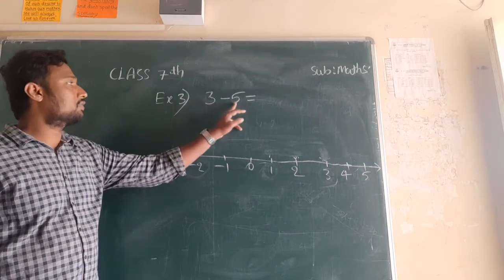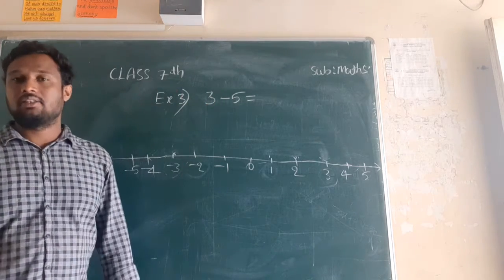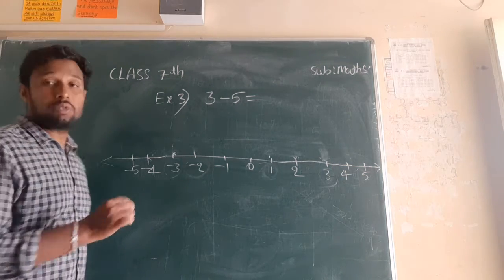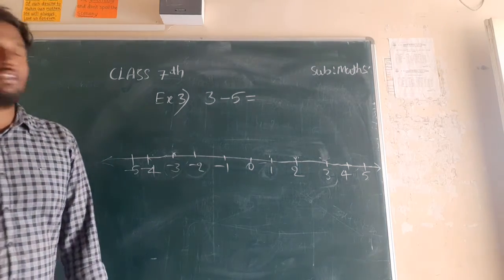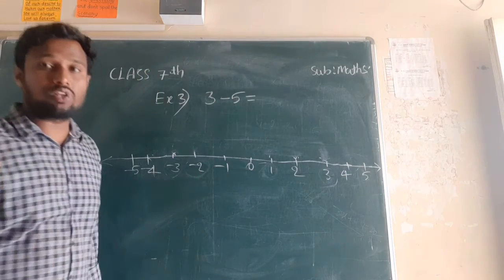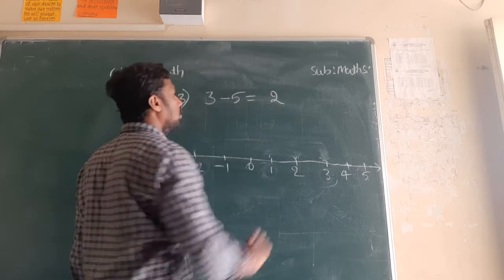So 3 minus 5. So what is that? Plus into minus. So plus into minus means what I told? Minus. Minus means what we have to do? Subtraction. So here what we have? 3 and 5. 5 minus 3 means what we will get? 2. So here we have to write 2.